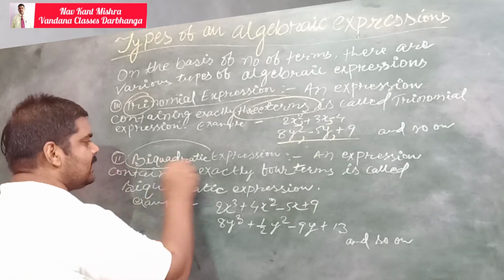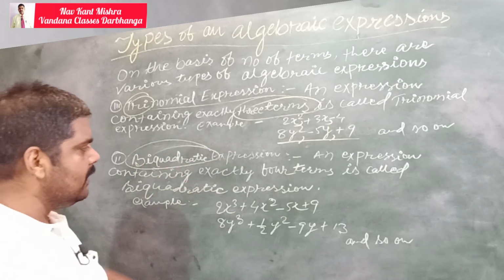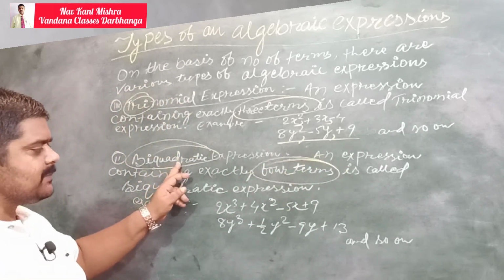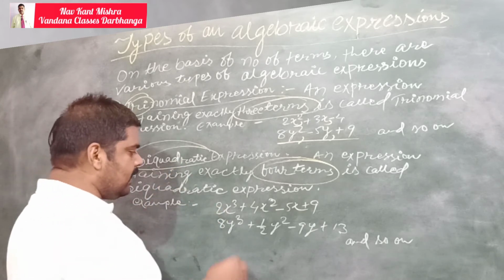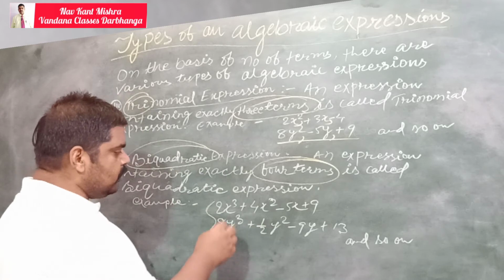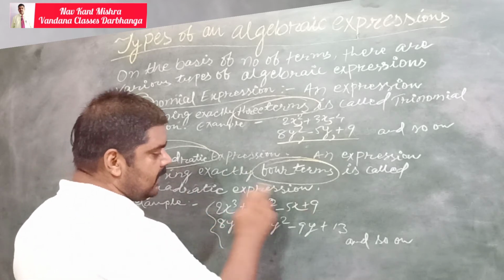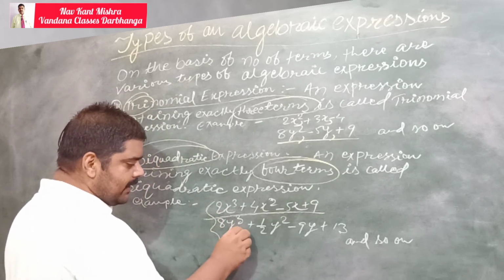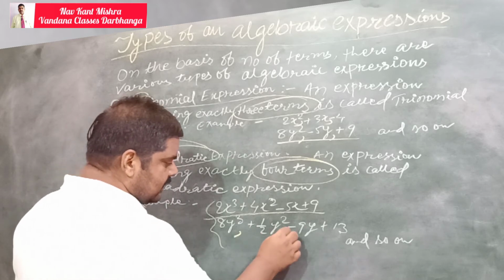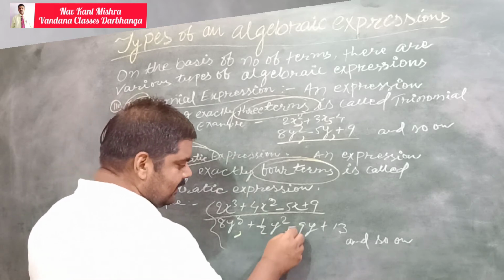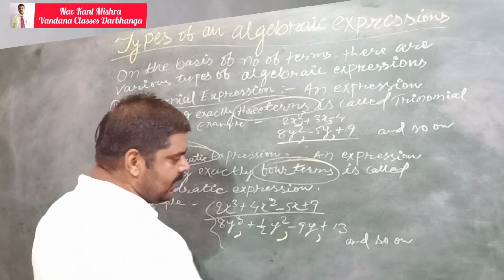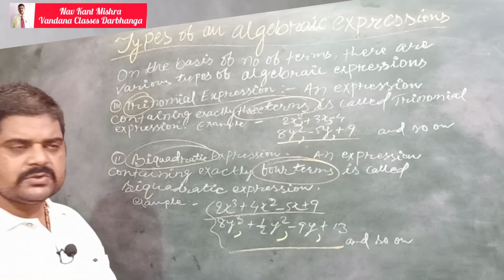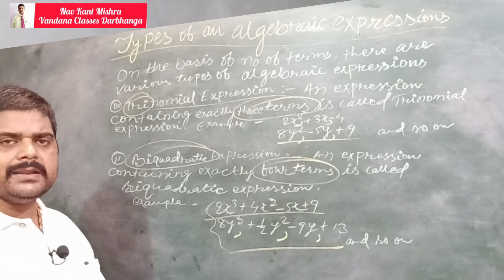Similarly, quadri means 4, and algebraic expressions containing 4 terms are known as biquadratic expressions. I have taken two examples. The first is 2x cubed plus 4x squared minus 5x plus 9, and these are 4 terms. Similarly, 8y cubed is one term, the second term is half y squared, the third term is minus 9y, and the fourth one is 13. Since it has 4 terms, it is known as a biquadratic expression.